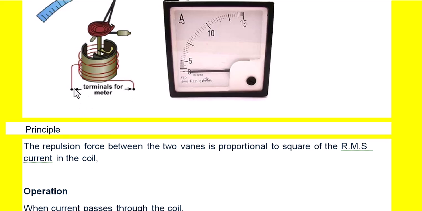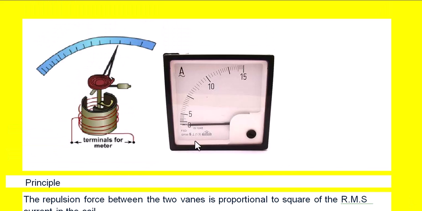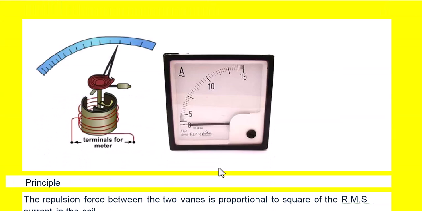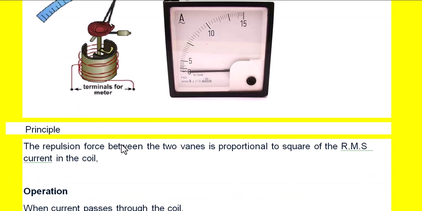Next, coming to the principle, whenever current flows through this coil, it is going to get magnetized, and will provide the magnetic field inside this former. Then that magnetic field will induce poles in the vanes, fixed vane and the moving vane, with like polarity. Because the vanes have like polarity, these two vanes will move away from each other, that is repel each other, and that repulsion is directly proportional to the square of the RMS current flowing through the coil.